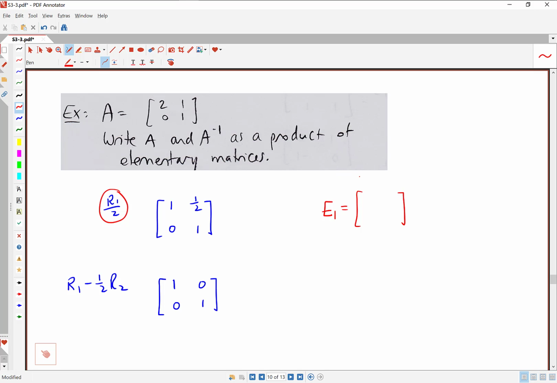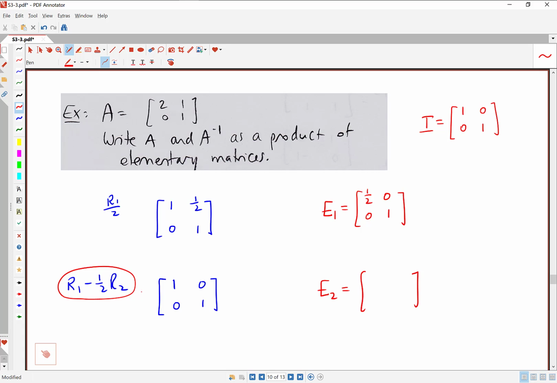And remember, when you're thinking about elementary matrices, what you always want to ask yourself in every single step is, how is I changing? So if I start off with the matrix I and I do the operation row 1 over 2 on it, I get half 0, 0, 1. So this matrix E1 encodes doing this row operation. Okay, now next step, we're doing a second operation. Now we're doing row 1 minus half row 2. We want another elementary matrix that encodes just that operation.